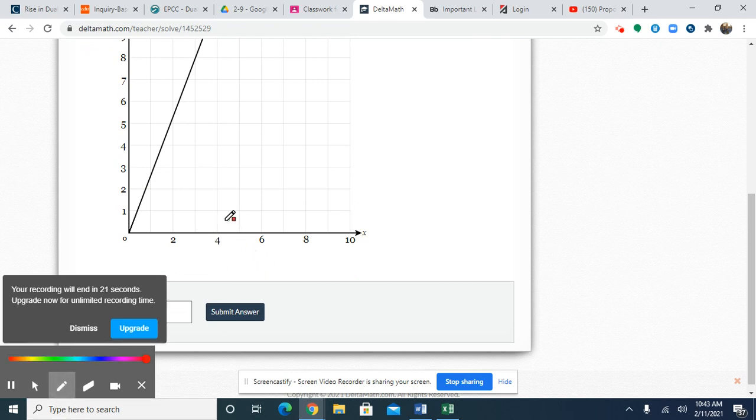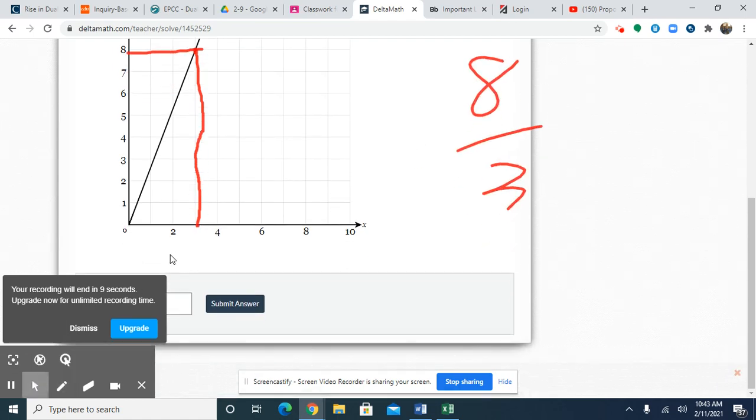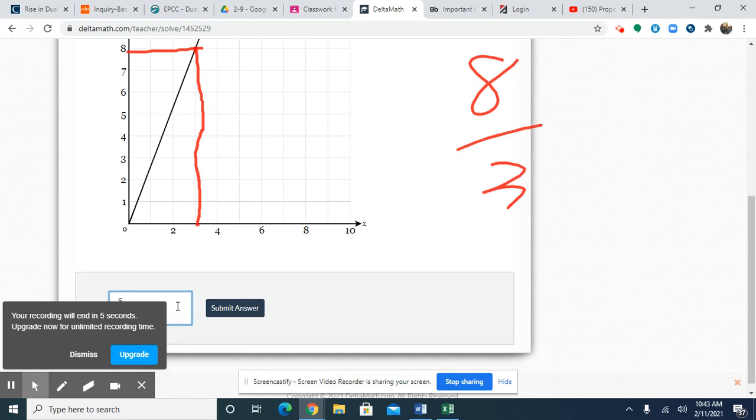Another example, looking for a point, we see right here 8 and 3. So 8 over 3. And we can simplify that, so our equation is 8 divided by 3x.